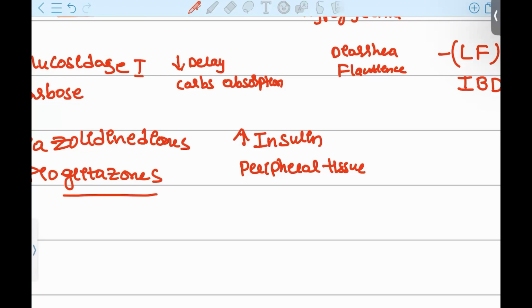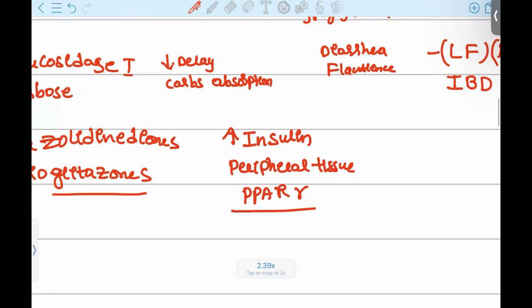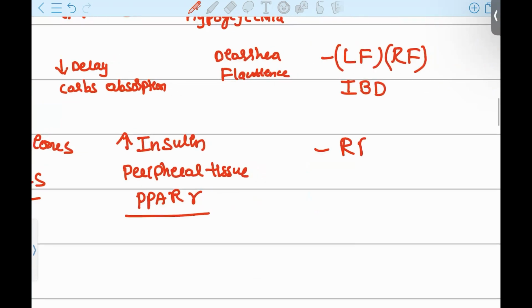And this is going to be activated with the help of PPAR gamma. So with the help of this receptor, it is going to activate it. And these drugs are completely renal safe. Renal failure patients, we can easily give these drugs.